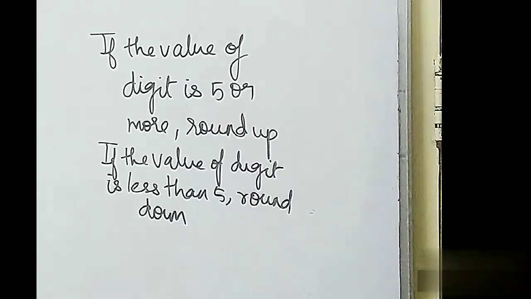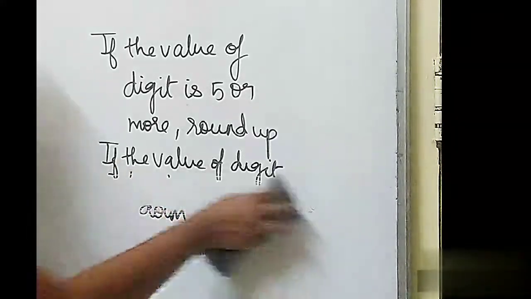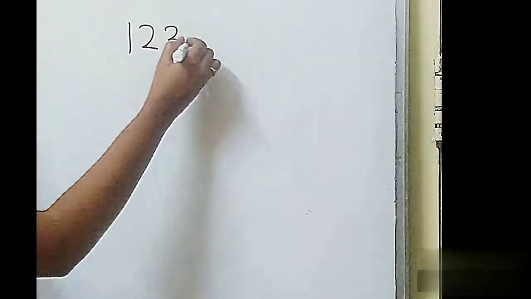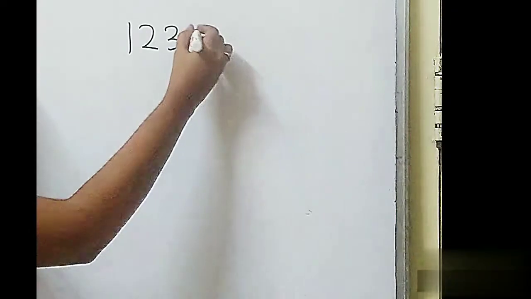Now we'll see the rounding of numbers. I'll tell only one example, but it will be a very interesting one. Okay, I'll take a number. Fine. We'll start. I am taking a number as 123.79. Okay, I'll take this number.